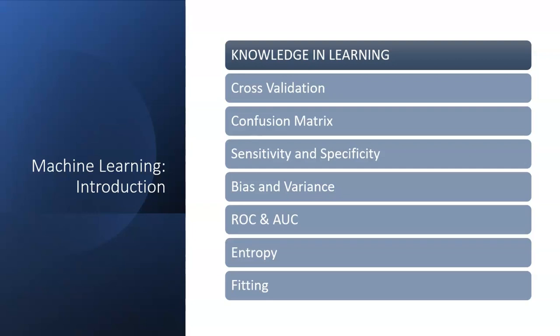We'll talk about the confusion matrix, what it is and how it is helpful in finding sensitivity, specificity, and other related metrics. We will also discuss bias and variance of the data, ROC and AUC as well, which we call region of convergence. And then entropy, what entropy is and how it is beneficial for knowledge in learning. And the last thing is fitting, which model is fitting, to avoid underfitting and overfitting.